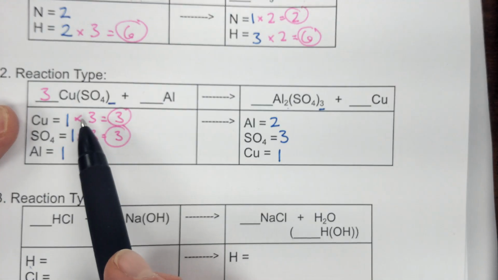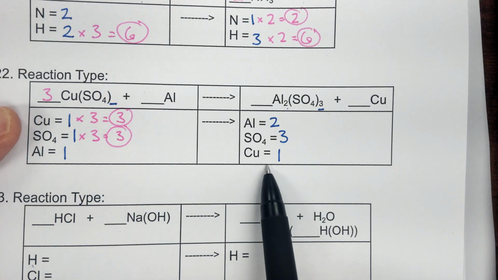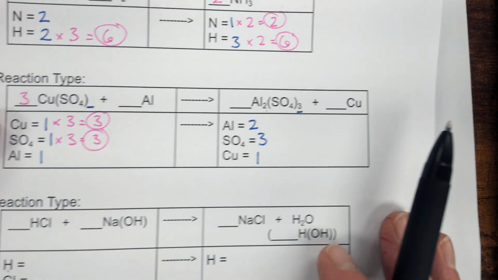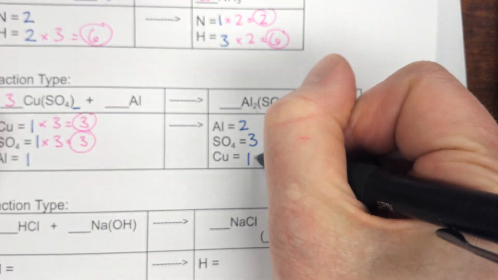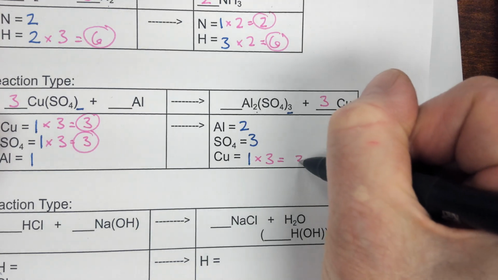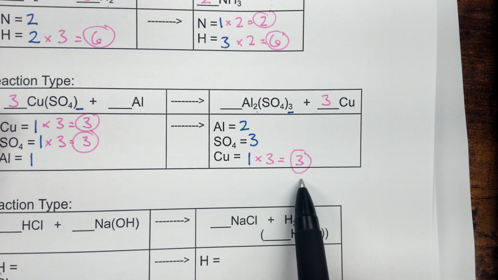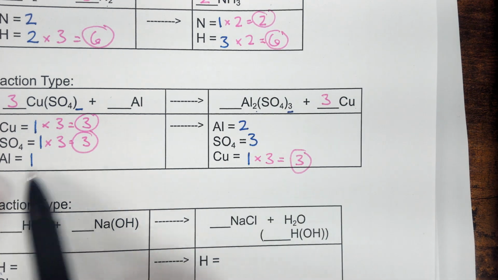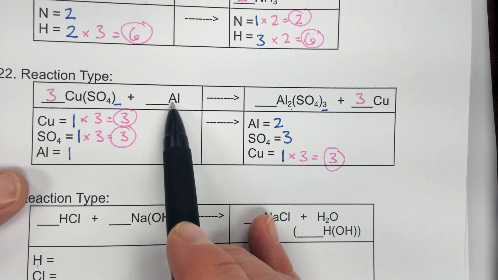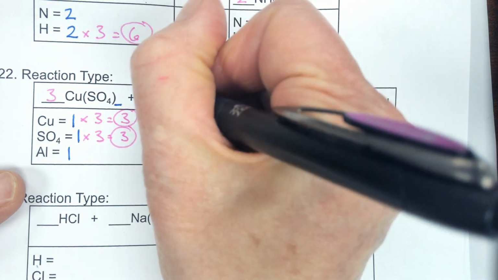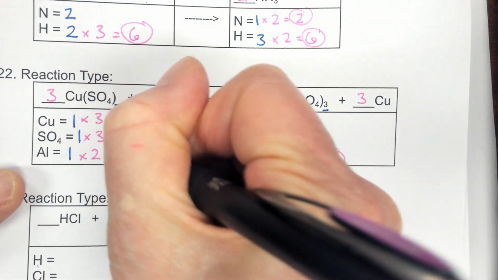All right, so now I compare again. Since I increased the amount of copper, I'm going to have to fix that on the other side of the equation. And so I'm going to put a 3 in the blank over here to increase the amount of copper. That's times 3 here. And I'm going to go across my list here and compare everything. Copper is balanced, sulfate is balanced, aluminum is not, but that's easy to fix because aluminum's by itself over here. So I'm going to put a 2 right here. That's going to multiply aluminum, and now that is balanced.